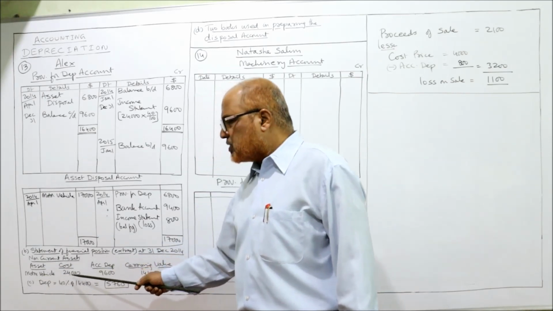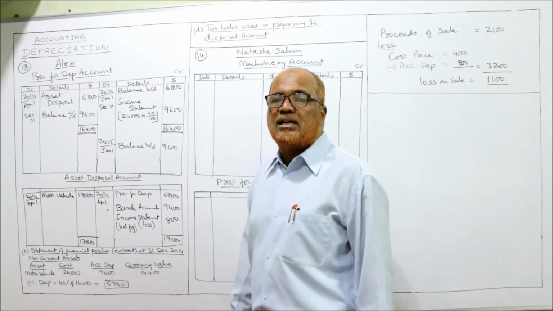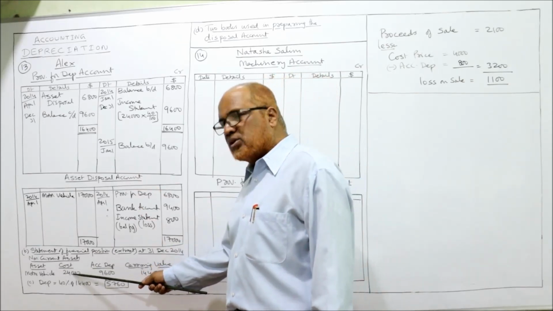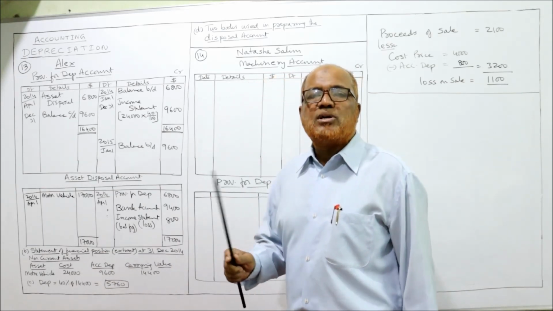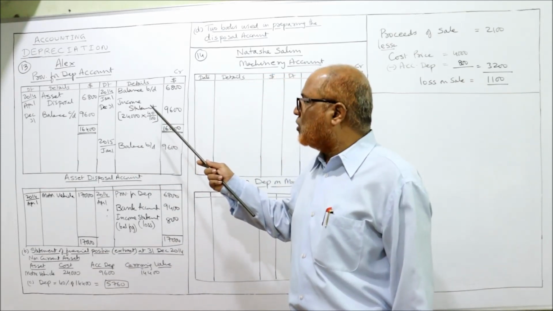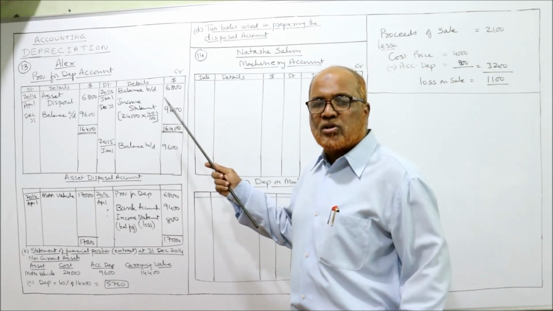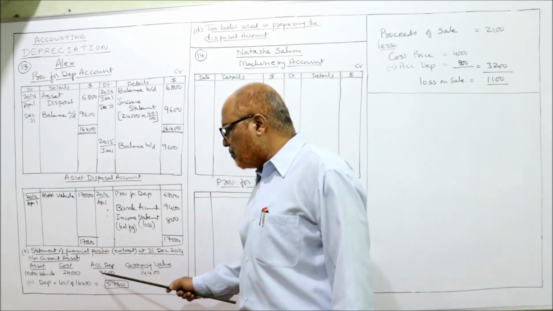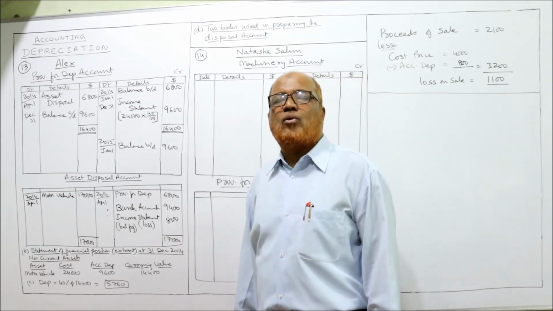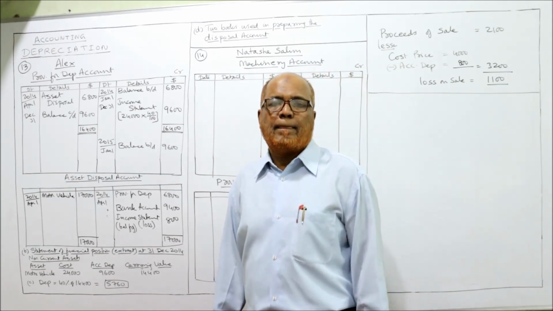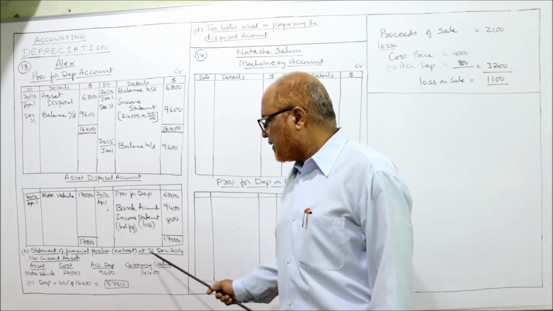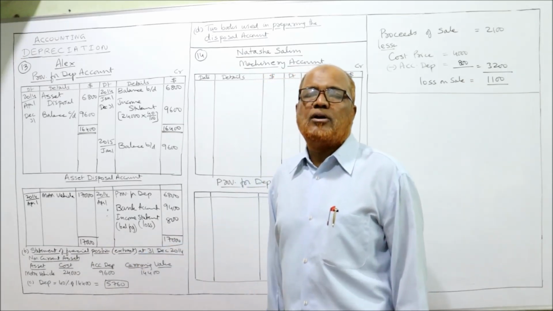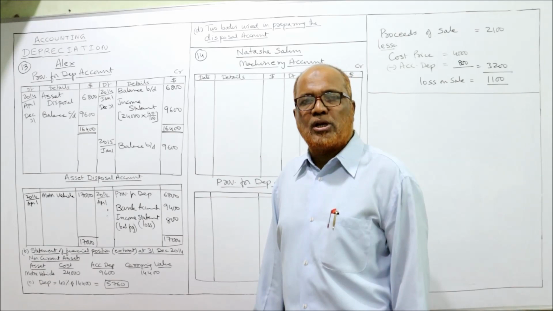Asset motor vehicle. Cost is 24,000. The second motor vehicle that is purchased. First motor vehicle was already sold. The second motor vehicle 24,000. Accumulated depreciation. How much depreciation we have provided on this second motor vehicle? 9,600, because current year only we have purchased. So 24,000 minus 9,600, 14,400 is the carrying value at 31st December 2014. This is the presentation of non-current asset in the statement of financial position.